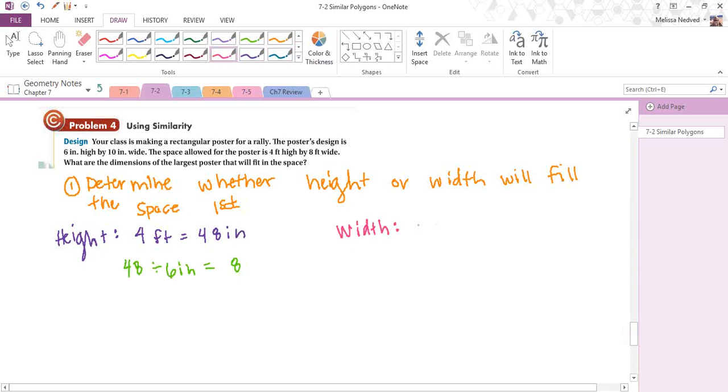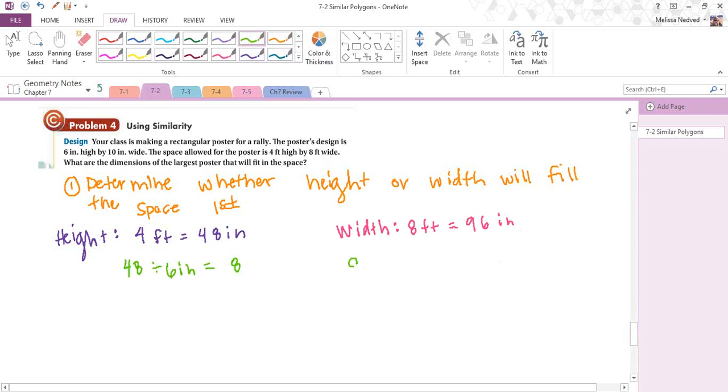The width of my poster is 8 feet. We want to convert that into inches, multiplied by 12. So the width of my poster is 96 inches. So the same question applies. If I've got a 10-inch design, how many times can I blow up that 10-inch width to fit into the 96-inch space? So we're going to do that.